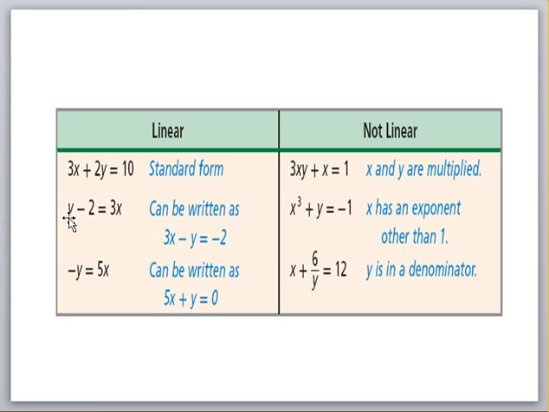I also know it's linear because there's a y to the first power and an x to the first power. This is linear because it's got a y to the first power and an x to the first power. These are not linear. Things that make them not linear are these x and y being multiplied together. This exponent right here, it's not an exponent of 1. And this part right here where the y is in the denominator.